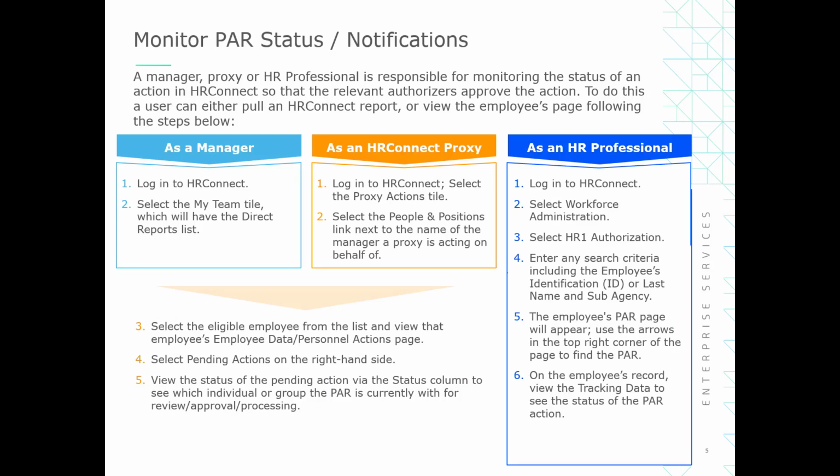Managers, HR Connect proxies, or HR professionals are responsible for monitoring the status of the action in HR Connect so that the relevant authorizers can approve the action. This is done by either pulling an HR Connect report or by viewing the employee's page. The employee page is accessed differently depending on if you are a manager, HR Connect proxy, or HR professional. Pause this video to reference the steps for viewing the employee page.